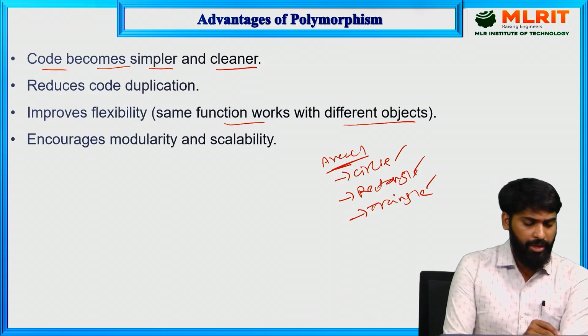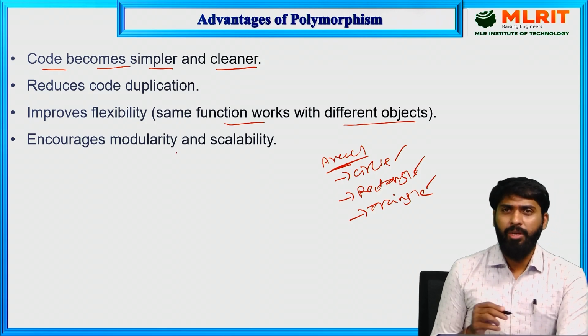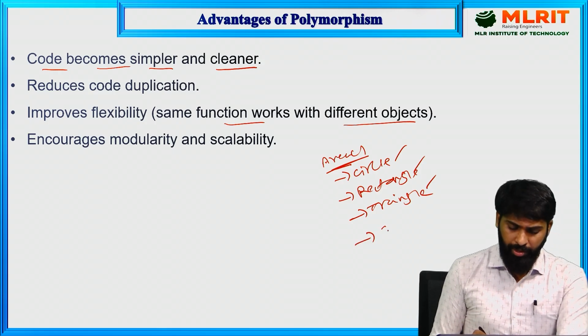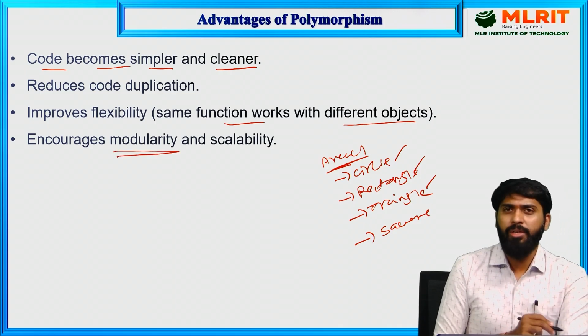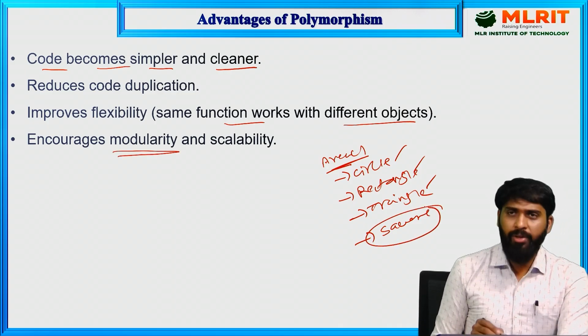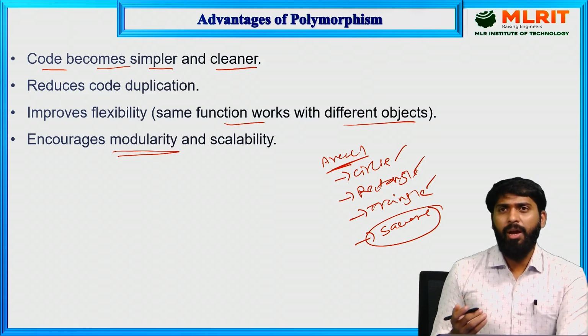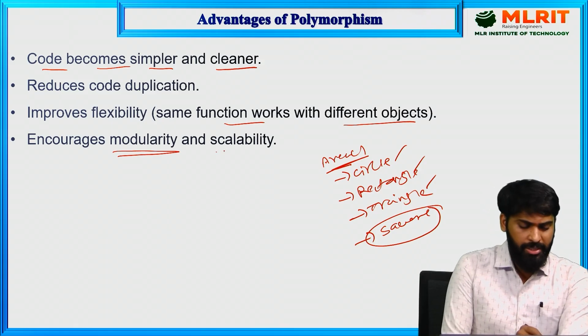Okay, so it encourages modularity and scalability. You can add square easily, that we call modularity. If you want to find the area of a square, we can easily add it here. You can add many objects, that we call scalability.